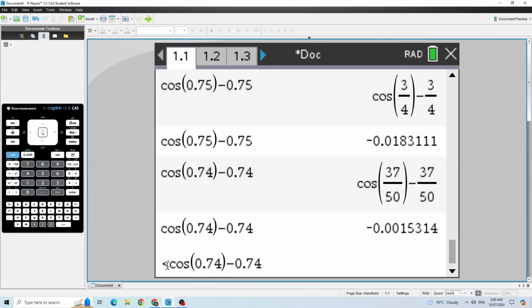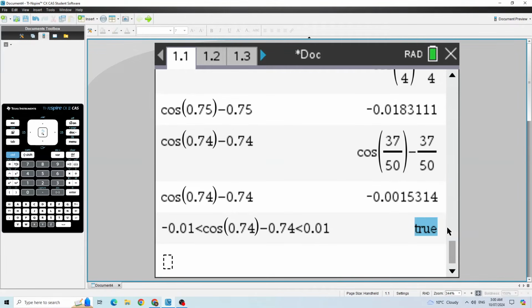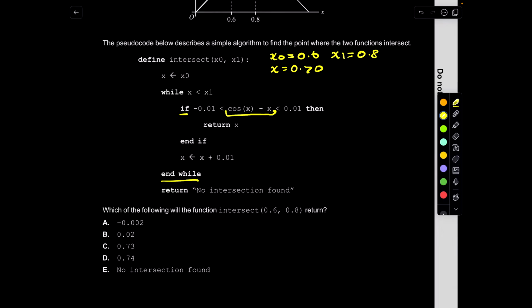So is it this here, between this? There it is, it's true. So our value is when x is equal, let's write that down. When x is equal to 0.74, we can then return x. This is our return value. Beautiful. So it's going to be D.